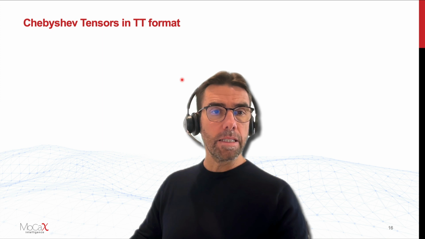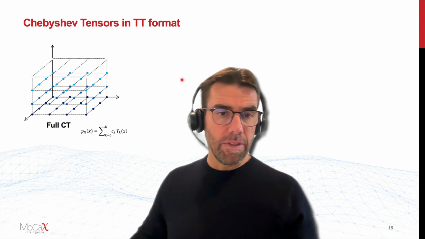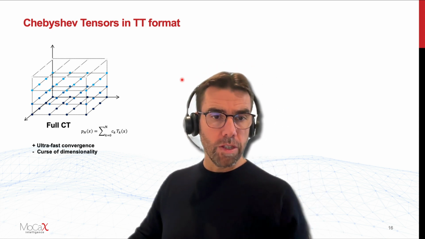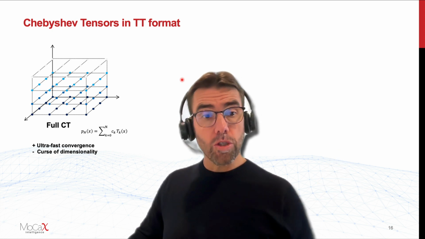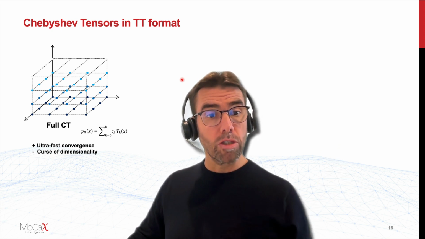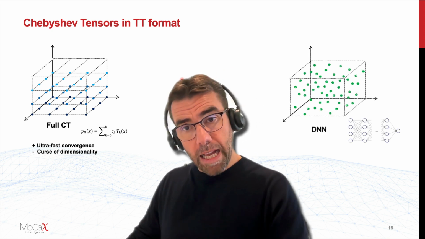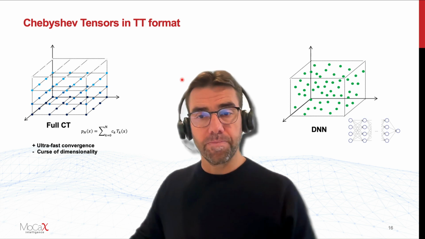So let's talk now a little bit about Chebyshev tensors in TT format. On one hand, we have full Chebyshev tensors that, as we have seen, have ultra-fast convergence, this exponential convergence property that we discussed before, but also they have a limitation, which is a curse of dimensionality, a strong curse of dimensionality. On the other hand, we have DNNs. Let's talk about DNNs for a second.